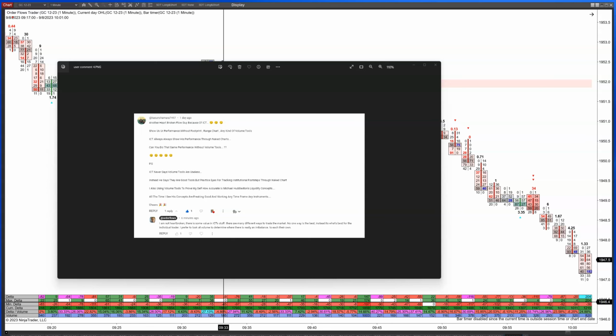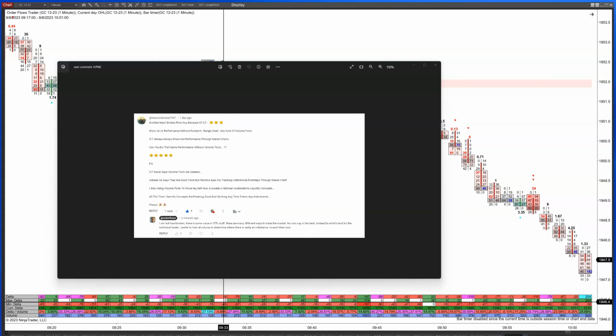Yes, ICT never says volume tools are useless. Instead, it says they are good tools, but practice your eyes for tracking institutional footprints through a naked chart. I'm also using volume tools to prove to myself how accurate Michael Huddleston's liquidity concept is, and all the time I see his concepts are really good and working in any time frame and any instrument.